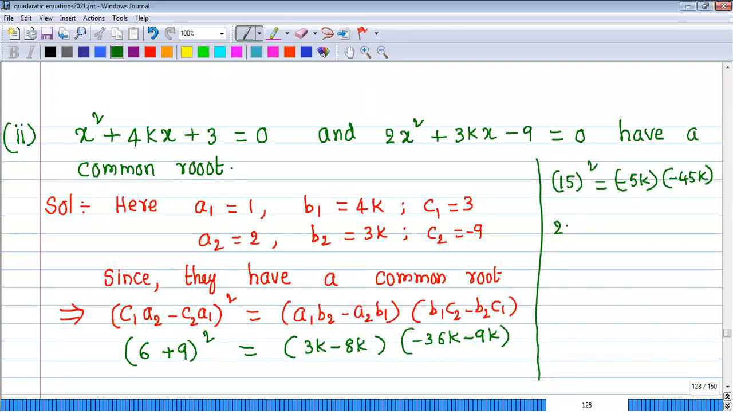15 square is 225. Minus into minus plus, 45 into 5 also 225. K into K, K square. So K square is equal to 225 by 225, 1. K is equal to root 1. That will be plus or minus 1. Therefore, K is equal to minus 1 or 1. This is the answer.